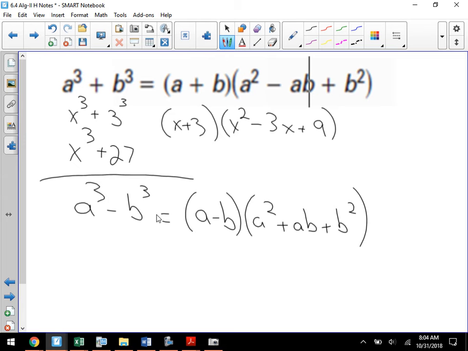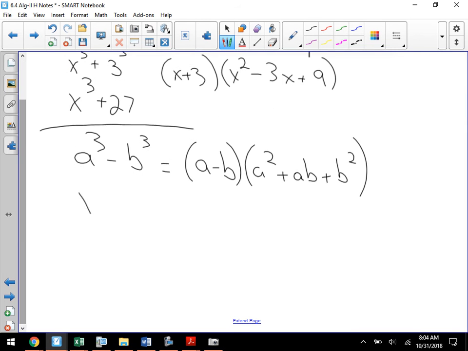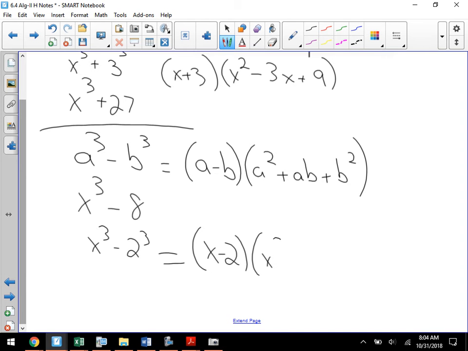So if I have something like this one where, let's say it was x cubed, make it really easy, minus 8. What's the cube root of 8? 2. The cube root of 8 is 2, so this is the same thing as saying x cubed minus 2 cubed. So it would just be x minus 2, x squared plus 2x plus 4.